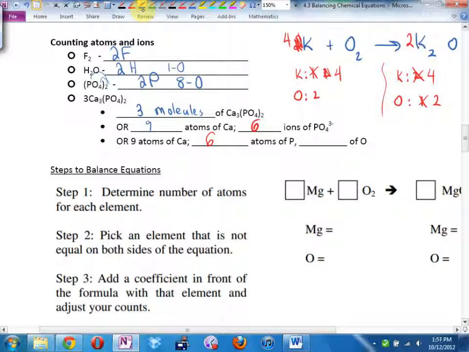What about oxygen? 8. See it? Triple that. 24.